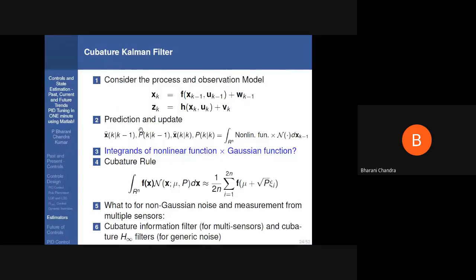So the Quadrature Kalman filter is one such nonlinear filter. One has the prediction and update. So this F is nonlinear. This W has again been assumed Gaussian, and V_k is also assumed Gaussian. F and H are the nonlinear functions. So the prediction and update is what we have seen in the Kalman filter. The structure will be the same. The prediction and update process will be the same.